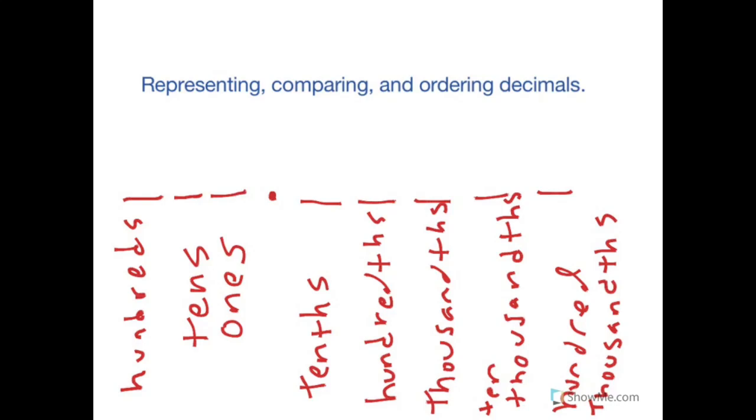Good evening, everybody. Okay, we're going to be talking today about decimals, and some of my favorite math actually involves decimals. Today we're going to talk about representing, comparing, and ordering decimals. Now, as you can see on your screen, I have a very crudely drawn decimals chart.